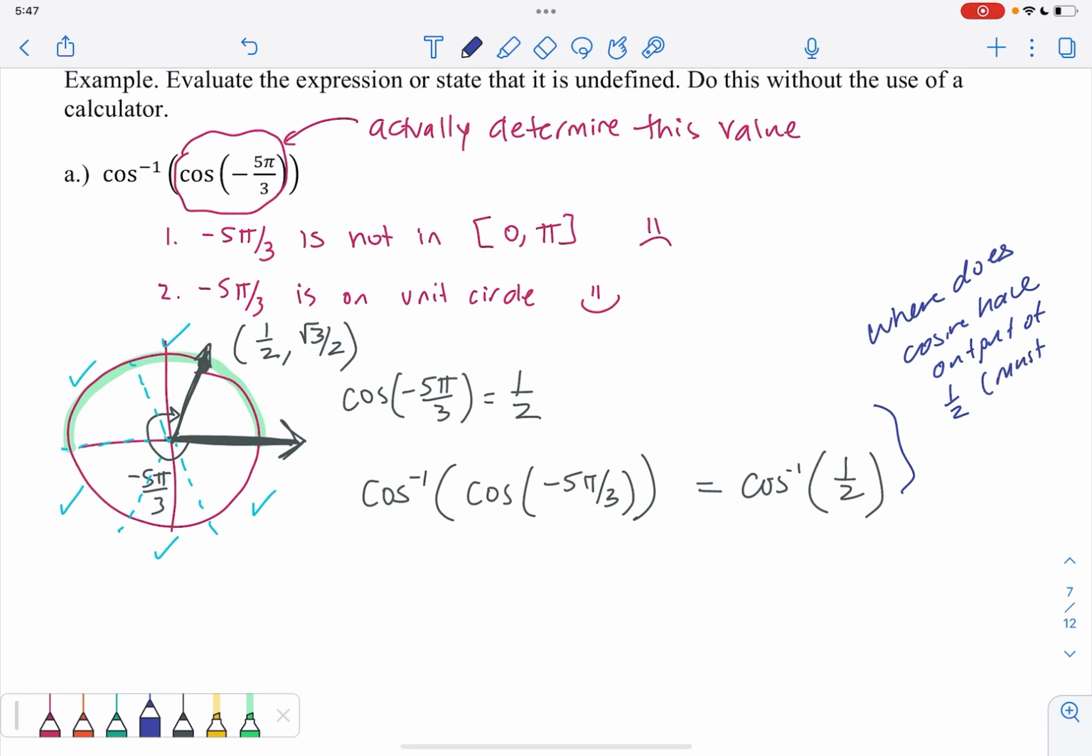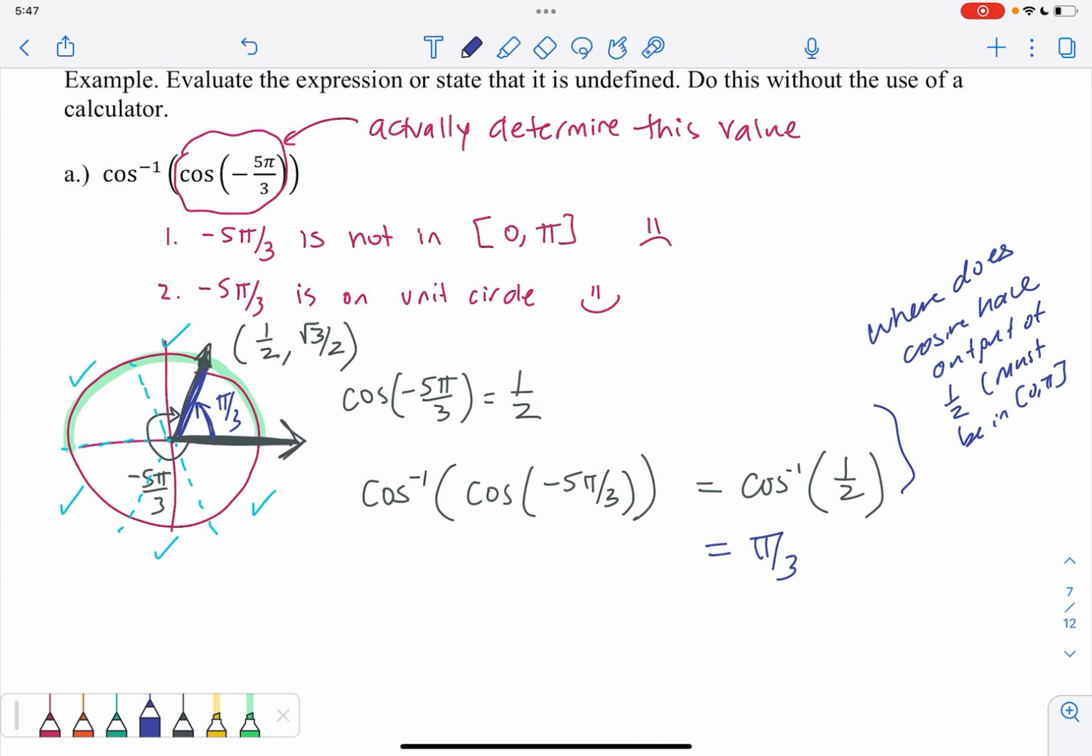Reminder, must be in 0 to pi. Okay, well, we say at this angle, right? But we can't call it negative 5 pi over 3 because that's not in between 0 and pi. So instead, I can just call it pi over 3. And so this is equal to pi over 3 because cosine inverse of 1/2 is equal to pi over 3.